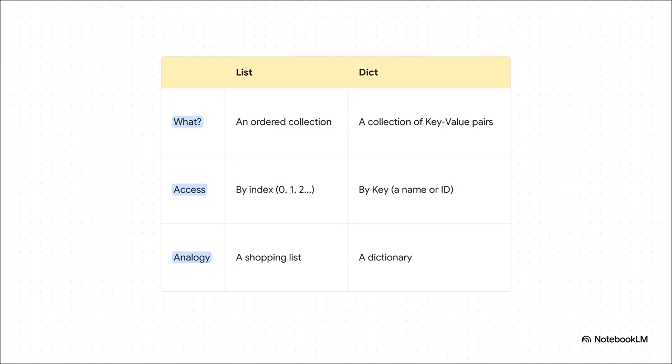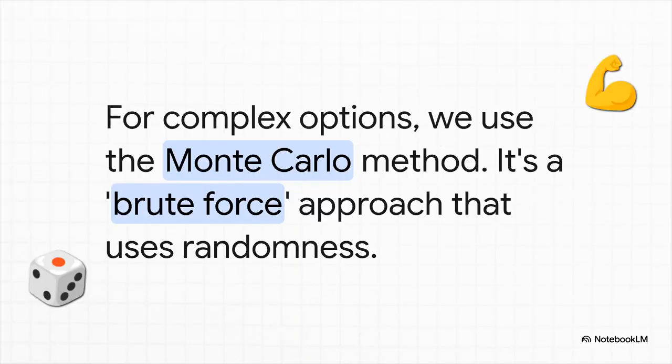A list is exactly what it sounds like. It's like a shopping list. It's a collection of items in a specific order, and you access them by their position, the first item, the second item, and so on. A dictionary, or dict, on the other hand, is like a real dictionary. You don't ask for the 500th word. You look up a specific key, the word, to get its value, the definition. Simple, but powerful.